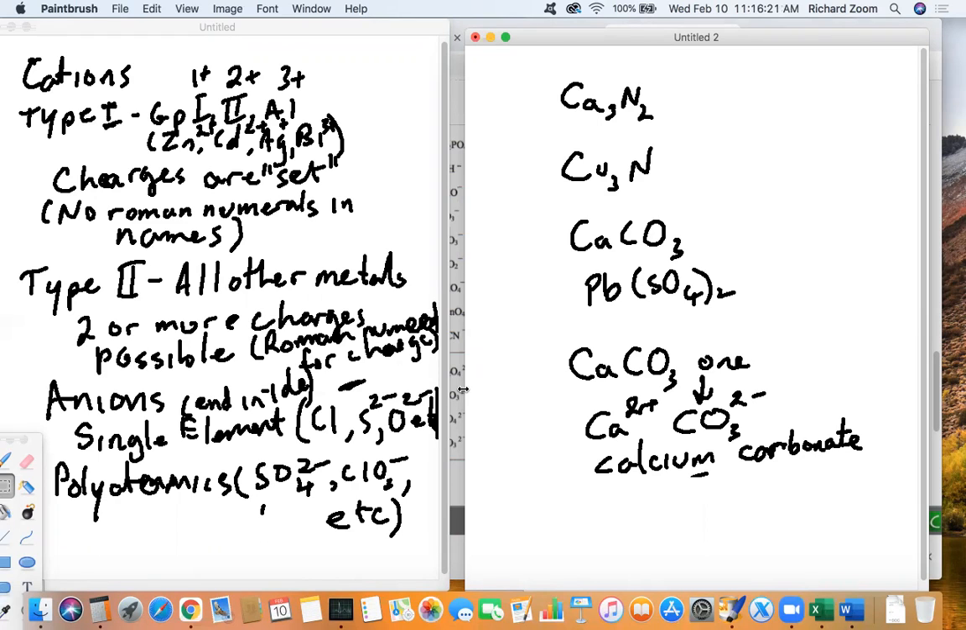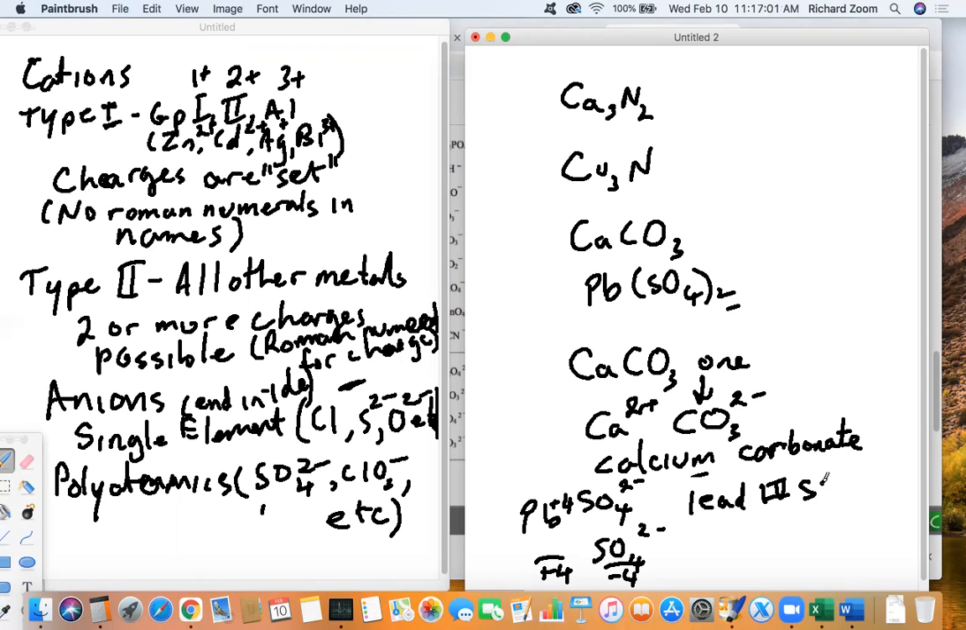Okay, the next one. Again, note with this one, the calcium is a type 1, so we don't put a Roman numeral in the name. Now PbSO4 does have 2 SO4s in it, and we can see that from the 2 here. SO4 has a -2 charge according to that sheet, so that's -4, which means that the lead has to be +4 to match it. So that would be lead, Roman numeral 4, sulfate.